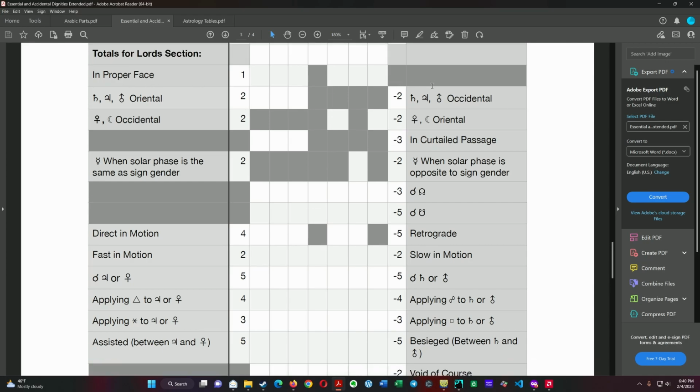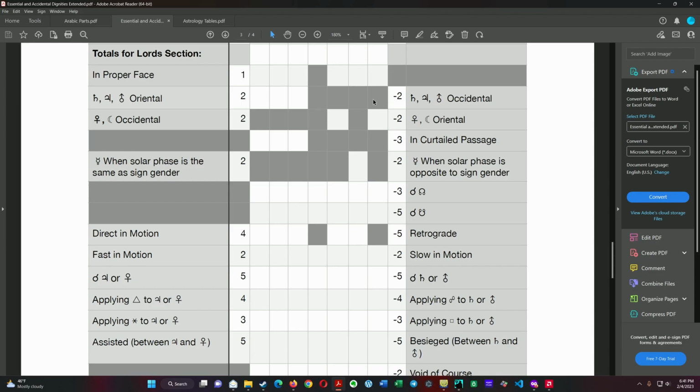So I added a section for improper face. If you know what that is, it's basically the planets are in the same order as they were in the Thema Mundi in the beginning, and that it gets some manner of dignity. I don't really think it affects that much, so I just gave it 1 point, but it's a little bonus.